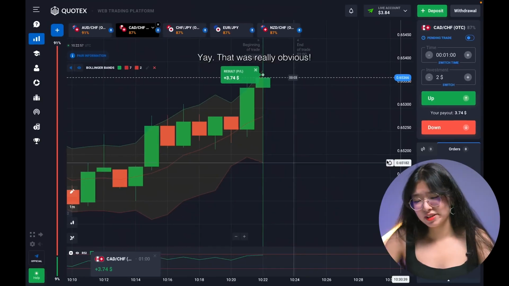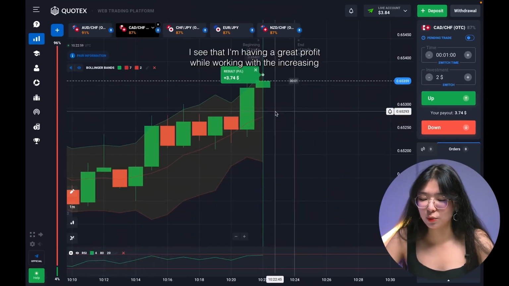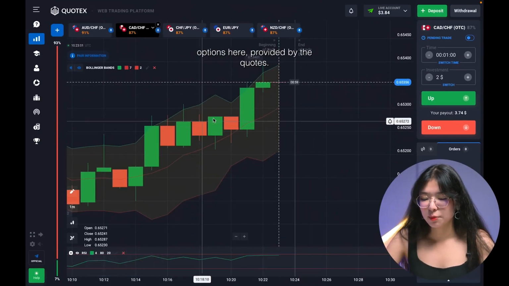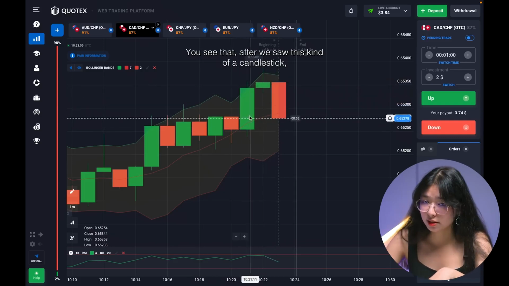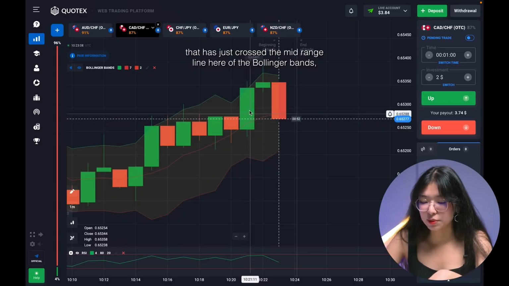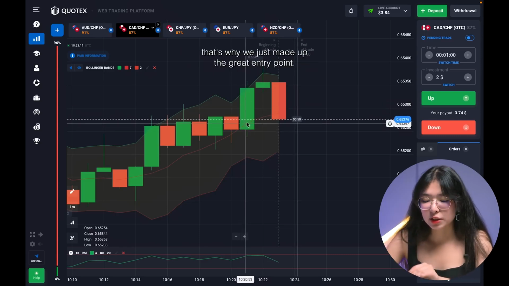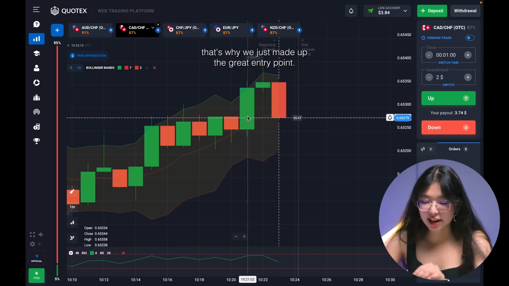Yeah, that was really obvious. I see that I'm making great profit while working with the increasing options provided by this quote. So we see that after this candlestick just crossed the mid-range line of the Bollinger Bands, that made a great entry point.